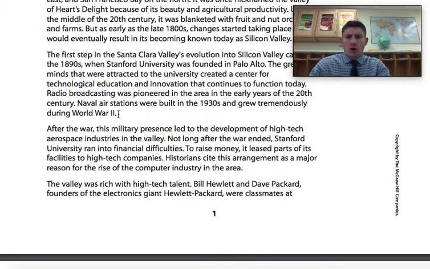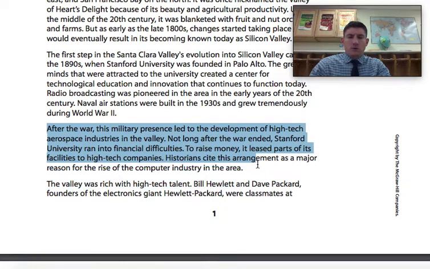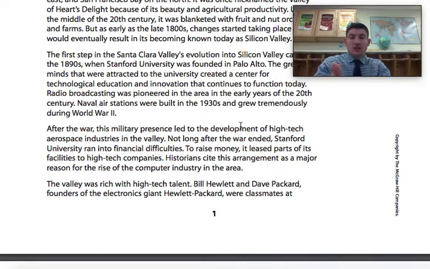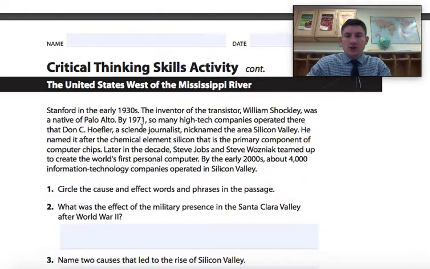We read about this in the daily life portion of how that industry drives things forward. After and during the war, it talked about this aerospace industry growing quite intensely, and it was a way in which Stanford could raise money by leasing this space to these technological companies that are coming as a result.